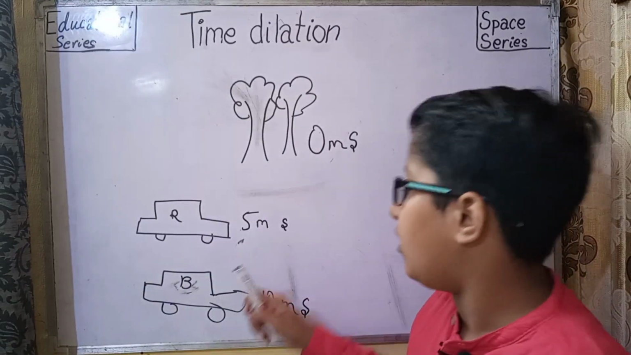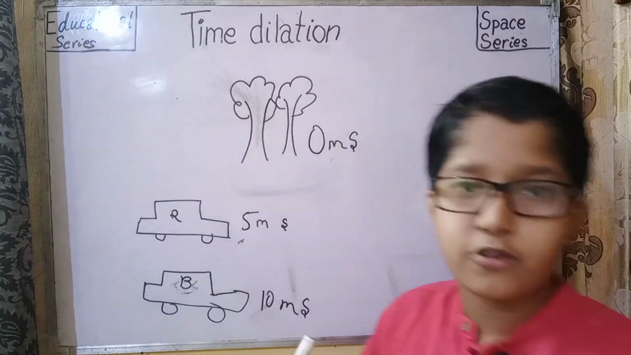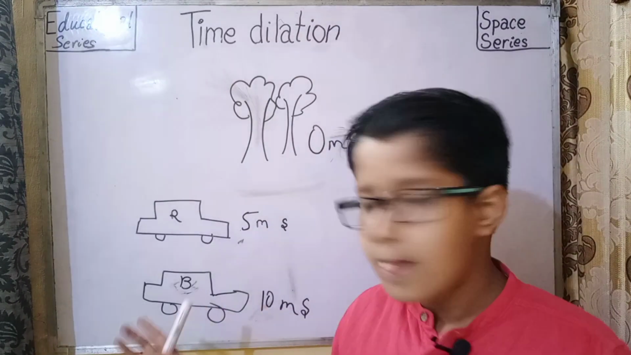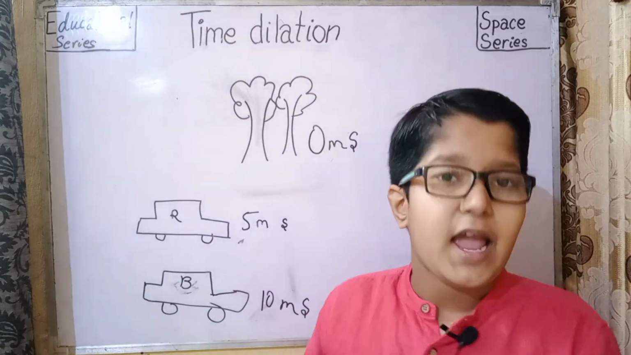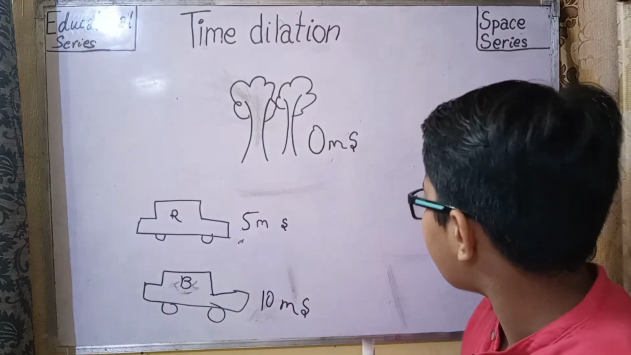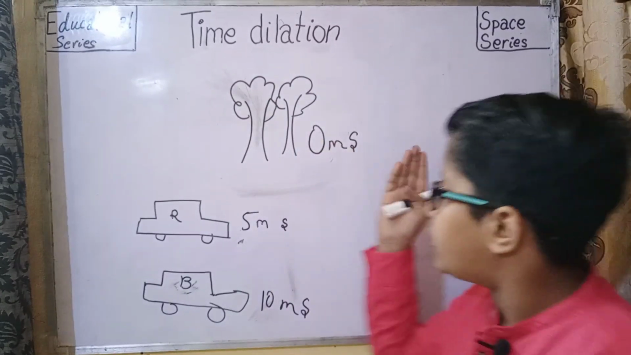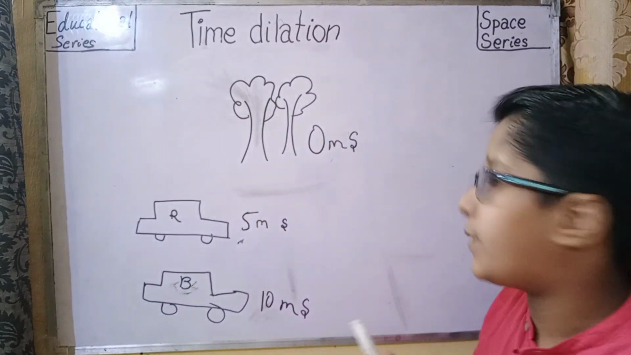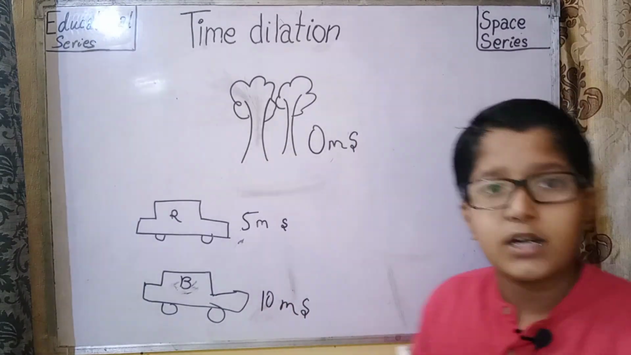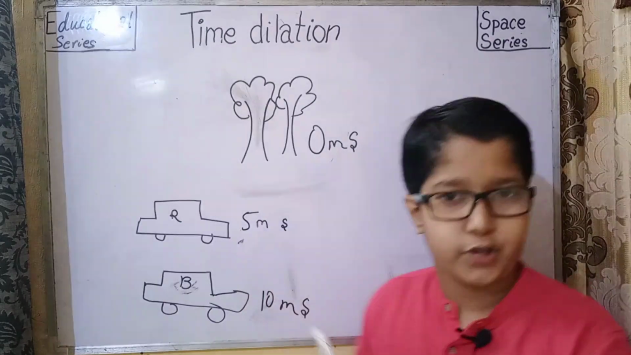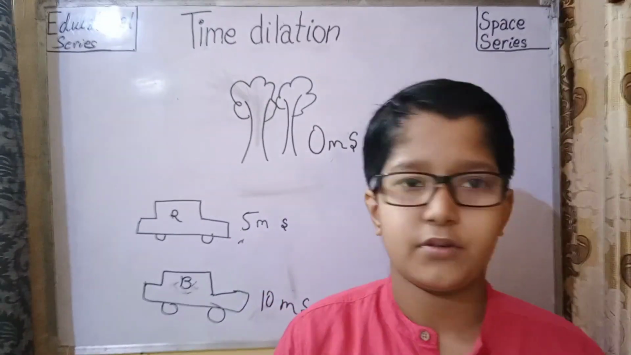Now if the observer is in the blue car, he will see that the trees are going back at 10 meters per second, because that's his speed, and the red car is moving back at 5 meters per second. You see here how speed can change according to our perspective. Now let's see time dilation, which depends on speed.